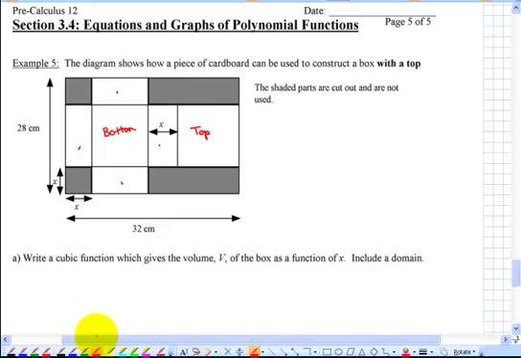We take off those shaded pieces and we fold them up. We make a box. So the question here says, write a cubic function which gives the volume V of the box as a function of x. Now, x seems to be the measurement of how much you're going to cut off this corner here. So let x be the amount cut off on the small square.